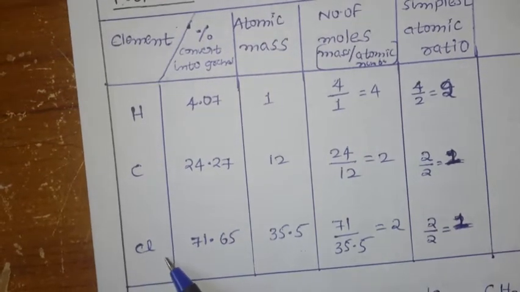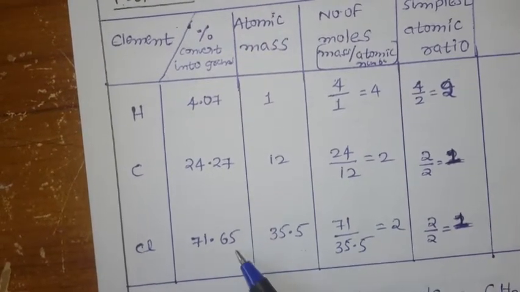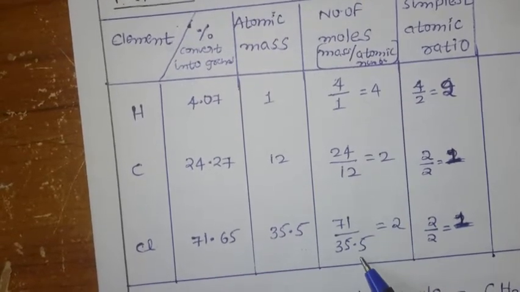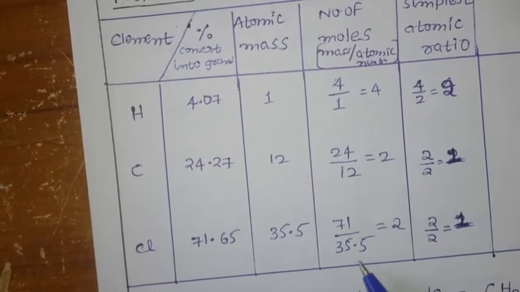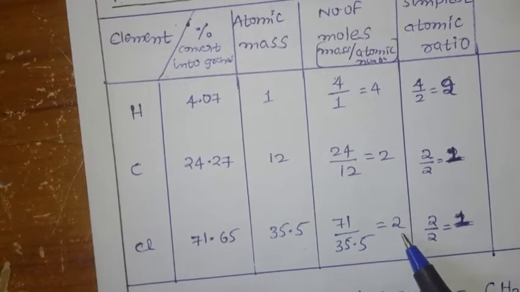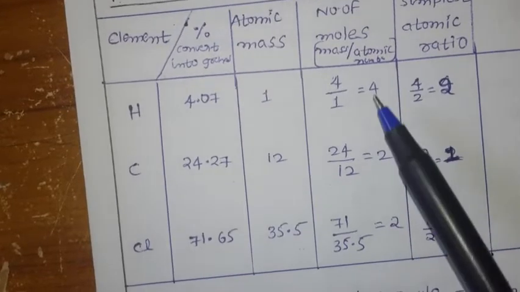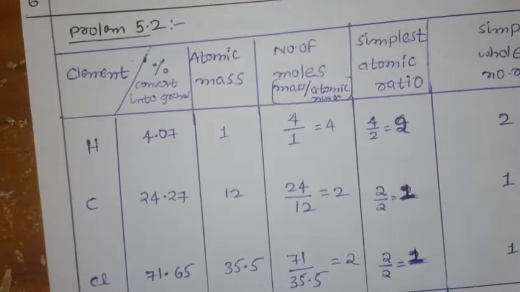Next, number of moles of chlorine. Here, how much mass do we have? Roughly I took 71.65, so 75. Here we take the atomic mass of chlorine, which is 35.5. So this is the number of moles of chlorine. Okay.